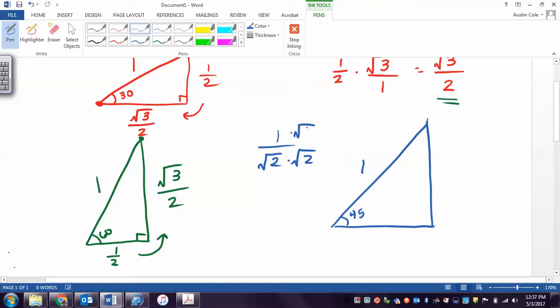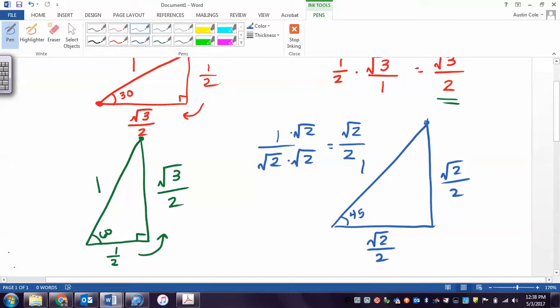Top and bottom. In the numerator, I get the square root of 2. And in the denominator, I get 2. Square root of 2 times square root of 2 is 2. Can I simplify these at all? No, I cannot. So, in a 45, 45, 90 triangle with the hypotenuse of 1, this is the square root of 2 over 2, and so is this.